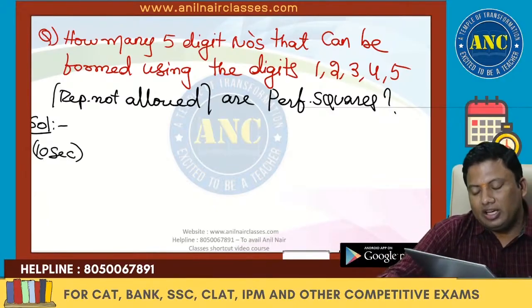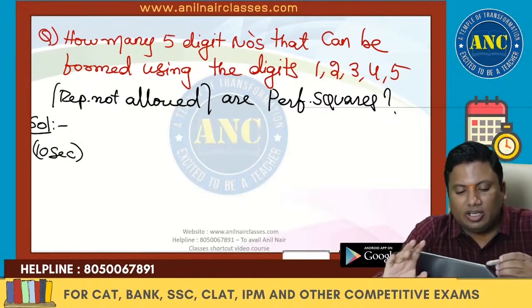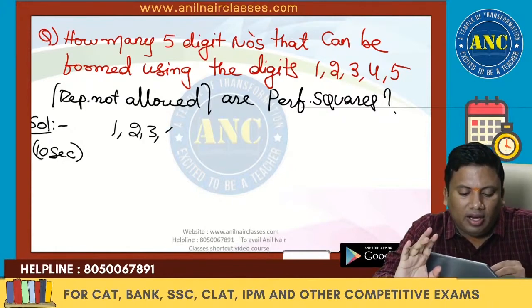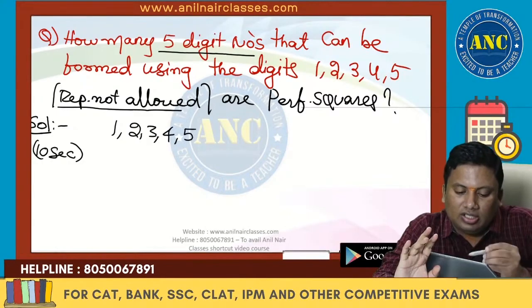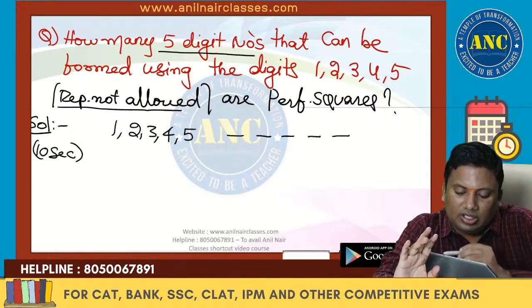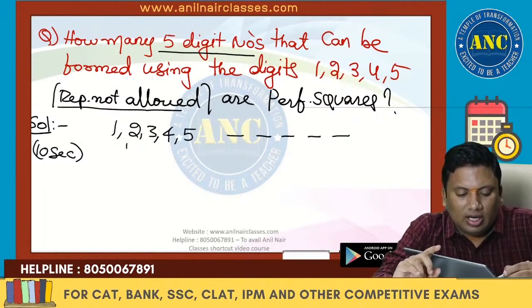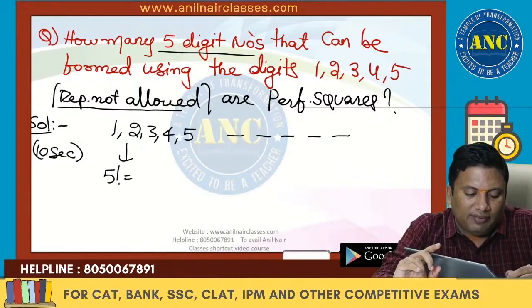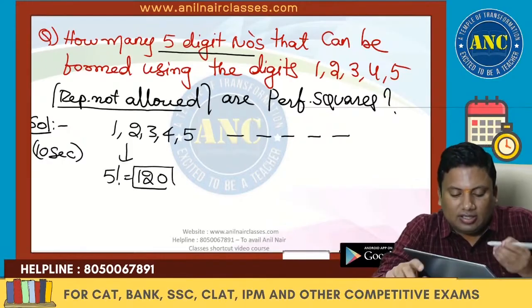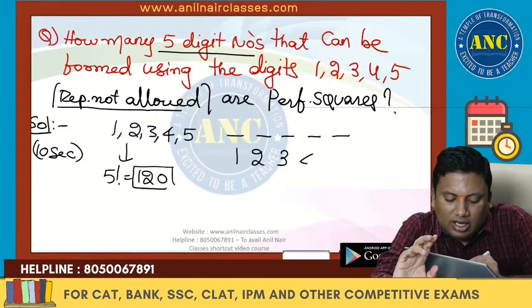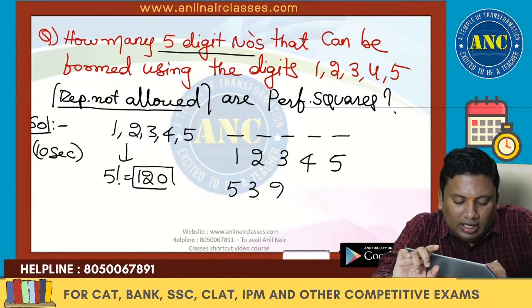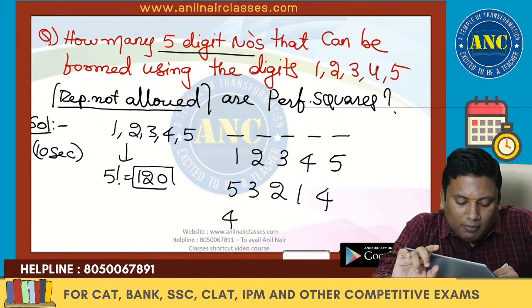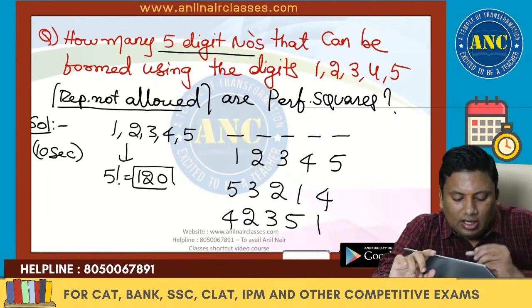There are 5 digits and I need a 5-digit number. Repetition is not allowed. So totally 5 digits can come in 5 factorial, 120 numbers. How many numbers are perfect squares? Out of the 120 numbers, I can write it like this. Another number could be like this. Or another number could be like this. It could be anything.